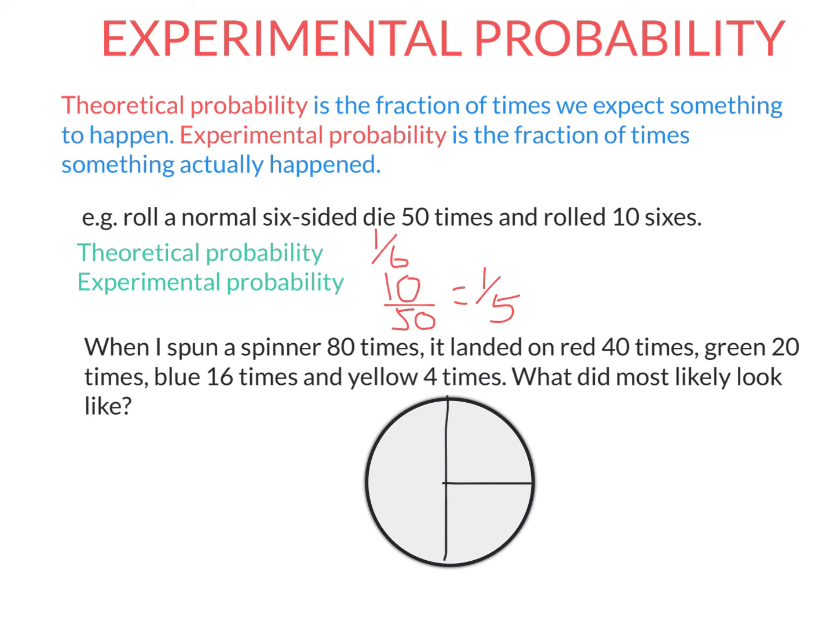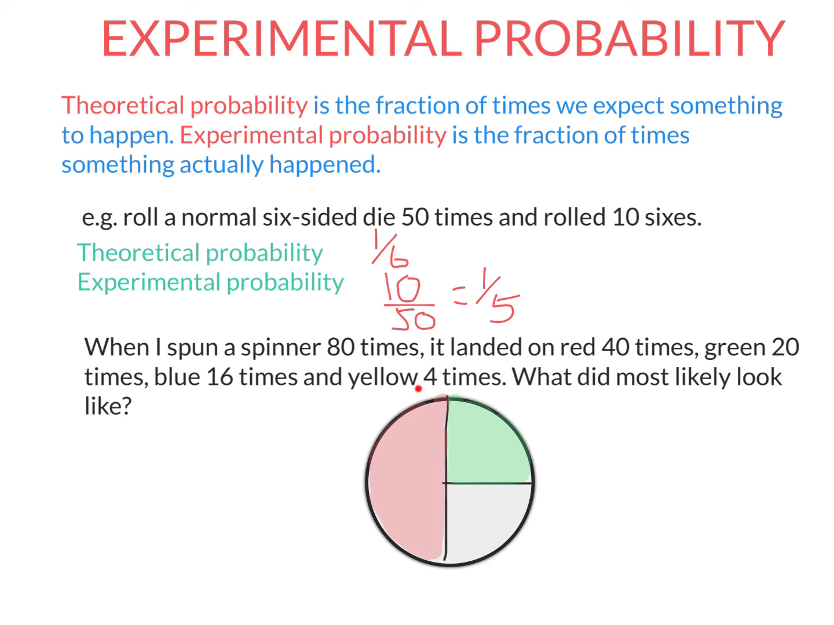So that does not necessarily mean that the theoretical probability was a half. It doesn't mean that this circle, the spinner, had half red. But it does mean it's most likely that the spinner had half red. So because I got red half the time, it's likely that half the spinner was red. Because I got green 1/4 of the time, it's likely that the green occupied a quarter of the spinner. So then blue and yellow would make up this quarter of the circle.